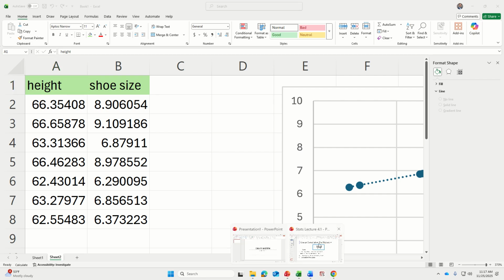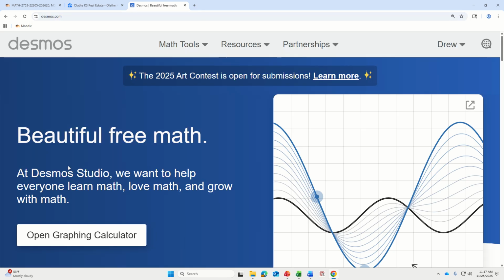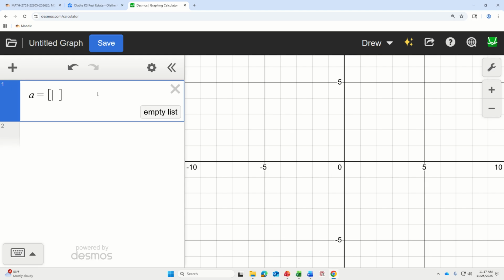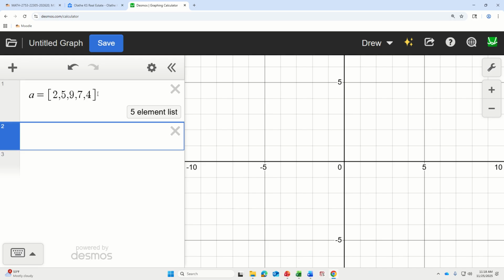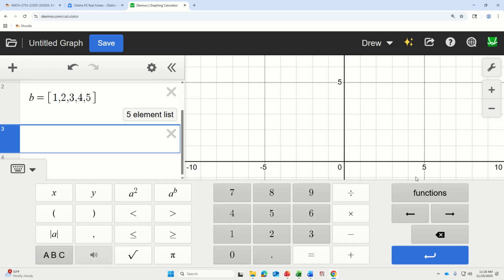So this is a really big, uncomfortable formula. I wonder if there's a way to do that in Desmos. Since you can use Desmos on your test, I wonder if Desmos will calculate a linear correlation coefficient for you. And so I'm going to come up with a predictor variable and punch some numbers into this list. And I'm going to come up with a response variable and put some numbers in the list. And then let's see if Desmos can do something for the linear correlation coefficient.